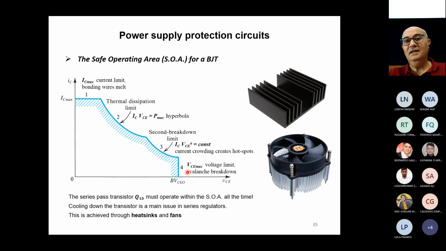The last limit is the VC max that induces an avalanche breakdown. You are transforming your transistor into a Zener diode, but the transistor is not designed for working in that situation, so basically it will die. You see, it means that when you design your circuit, you must be sure that all the operating points will be here. That's the reason why this area is called the safe operating area, SOA, for a BJT.